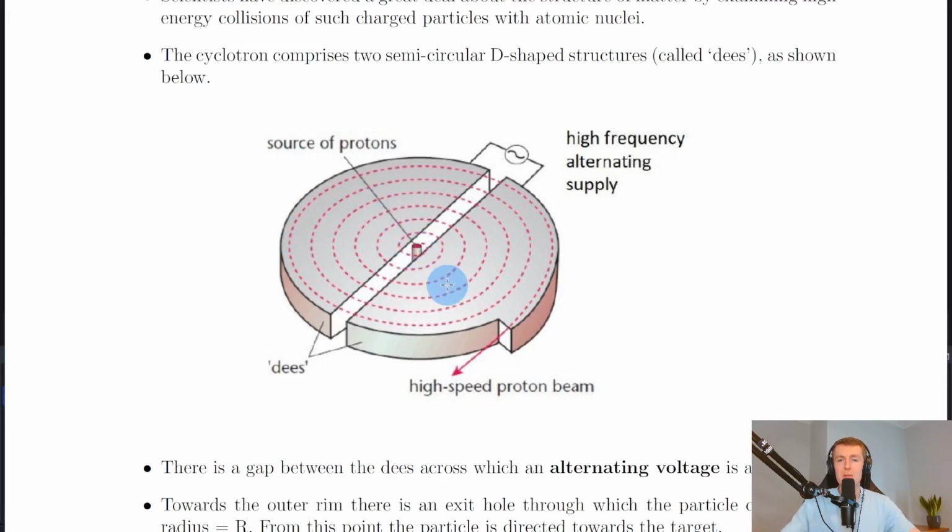And this changing of the polarity is going to keep happening so that the protons can keep accelerating back and forth between the Ds. Now you can see that as they increase in speed, their radius of curvature also increases, and we'll see why that is by looking at some equations later on. But for now I just want to show you a couple of quick simulations to help you visualize what's going on.